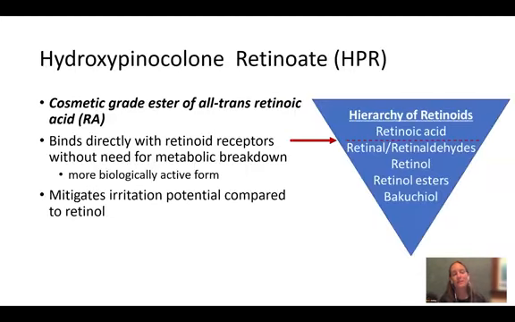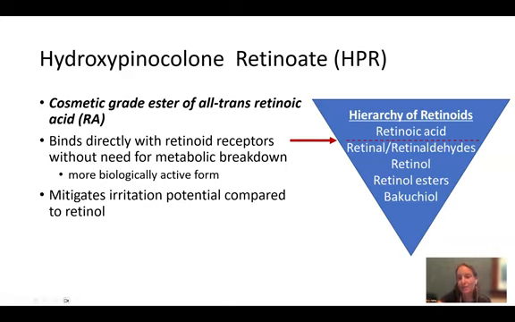The next ingredient that we thought was super interesting is a retinoic acid ester. It's called hydroxypinocolone retinate. So for today's presentation, we're just going to refer to it as HPR. Okay, so this is a cosmetic grade ester of all-trans retinoic acid. So if we kind of define that a little bit.